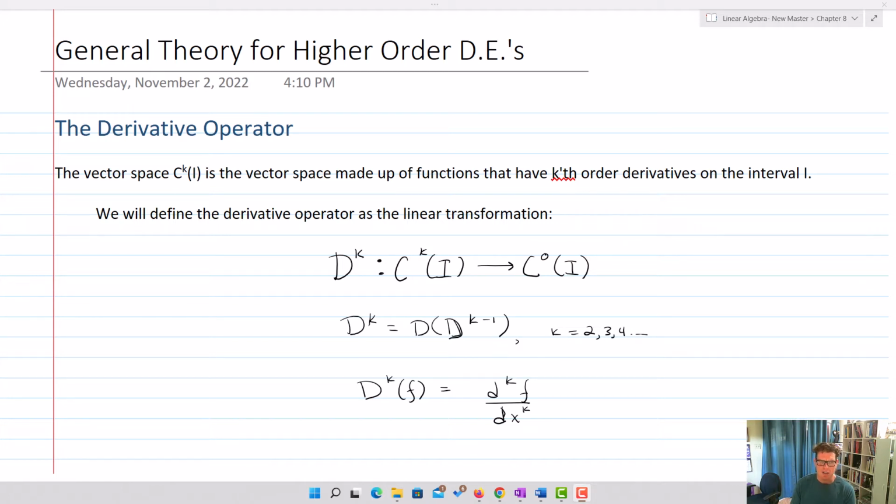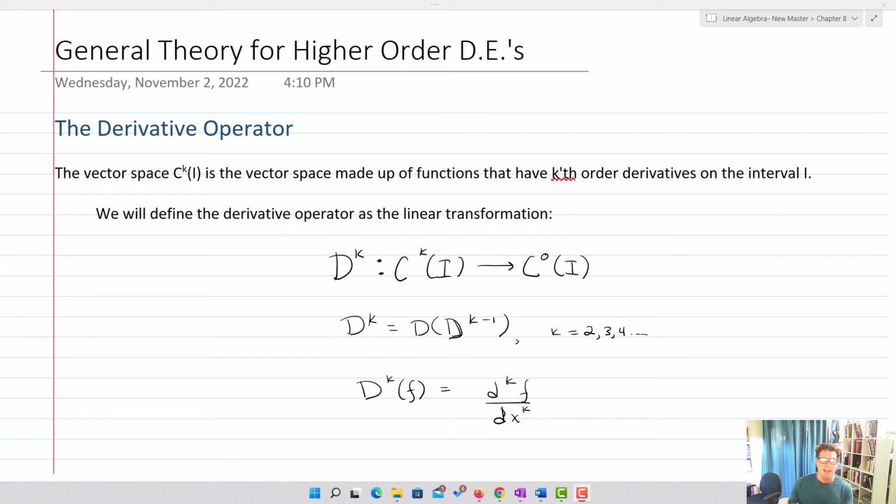Okay, so we're going to start out with this idea of something called the derivative operator. A vector space C^k(I) is going to be the vector space made up of functions that have kth order derivatives on the interval I. For example, C^2(I) is the set of functions that have second order derivatives. That is, you can take the second derivative for every single function that's in the space. And so we've got this vector space, right?